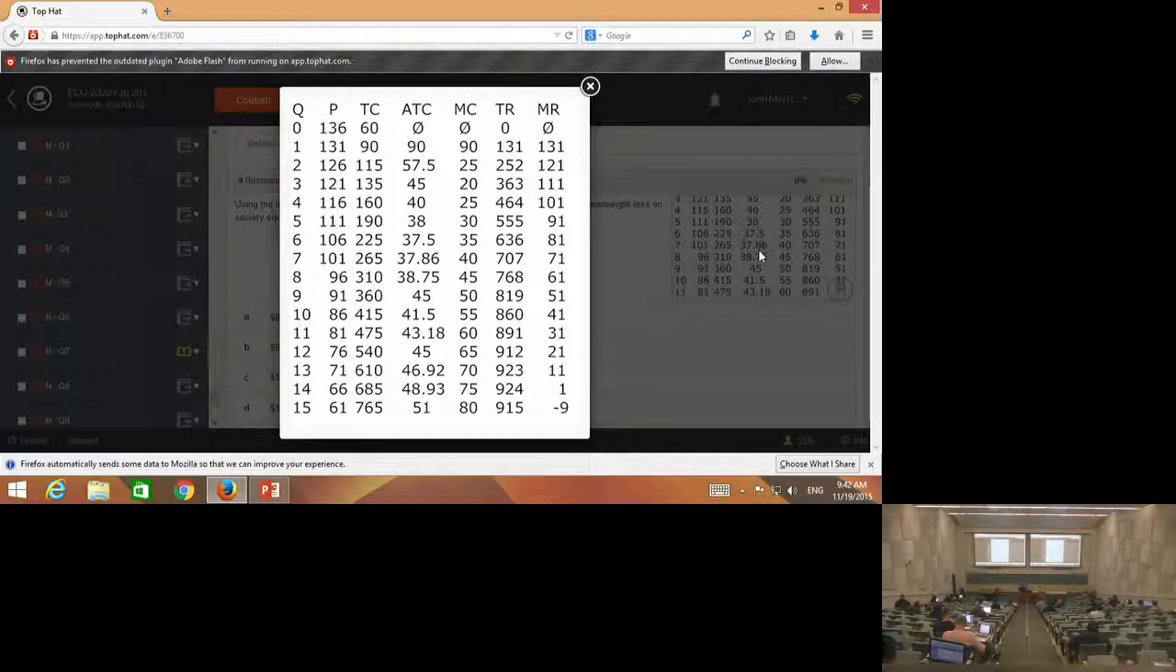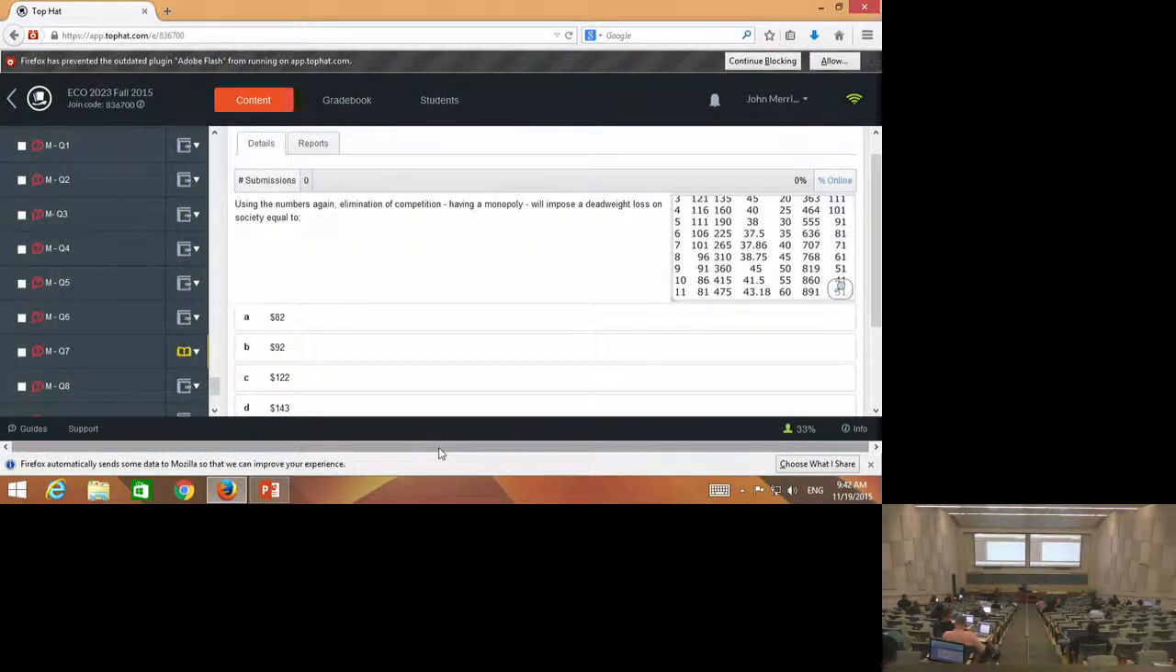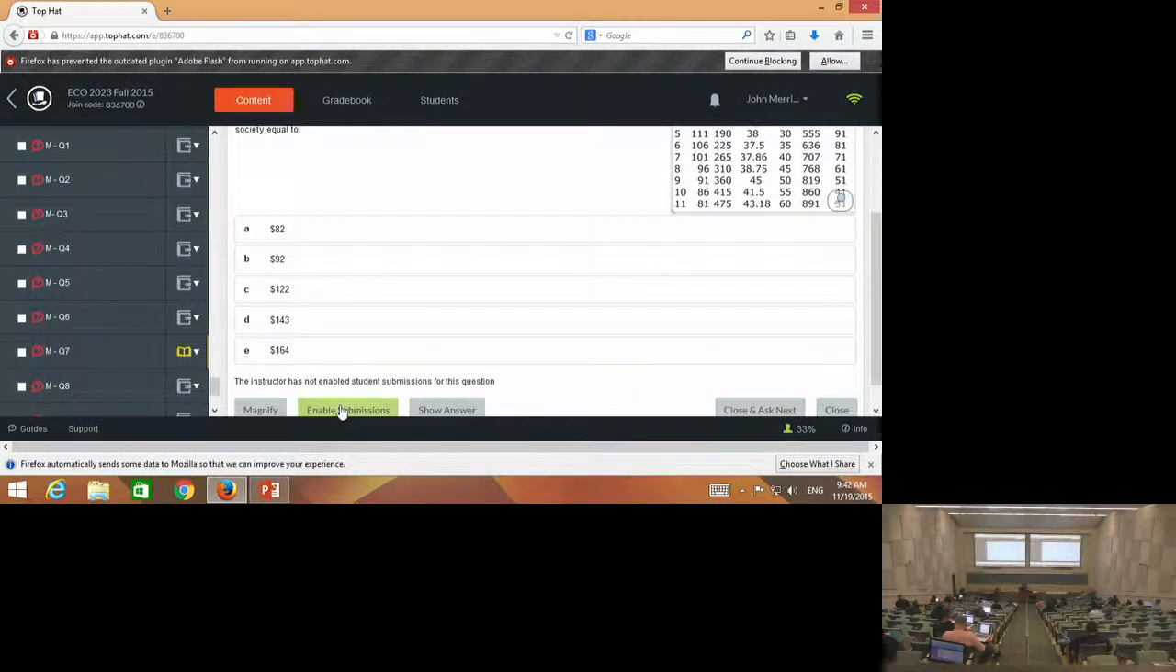Anyway, TR minus TC is the same thing as this. Verification. Do it both ways and see it. Seeing is believing. It builds confidence. All right, better move on. Let's go ahead and do this one that I have up here in order to have the graph. There we go.